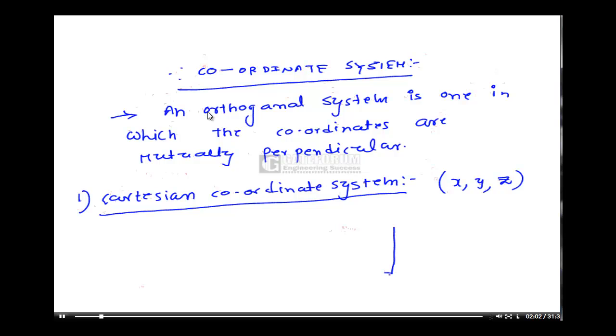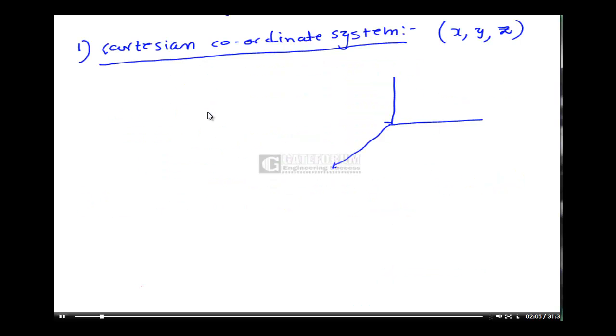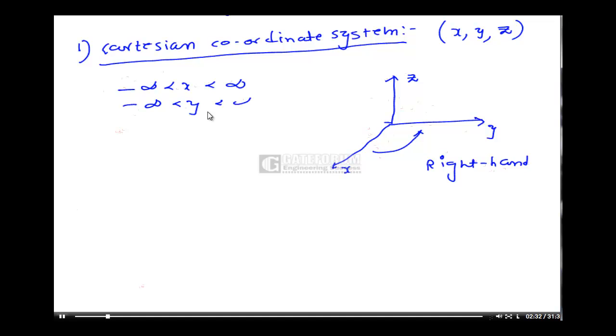The coordinate system is like this. This is x-axis, y and z. The three are mutually perpendicular, and we will follow here the right-handed convention, right-hand coordinate system, like this: x to y, y to z, z to x. In this, the limit of x is minus infinity less than x less than infinity, minus infinity less than y less than infinity, minus infinity less than z less than infinity. This is the range of x, y, z axis.